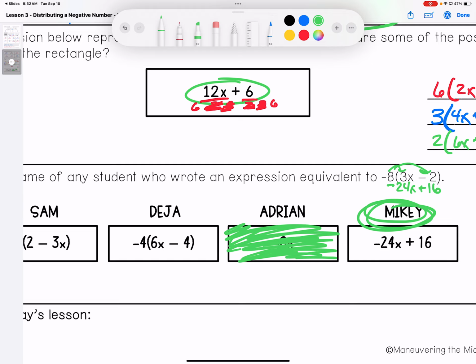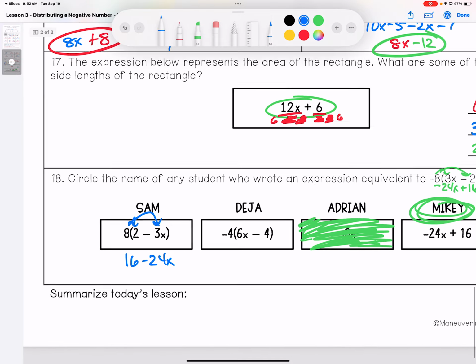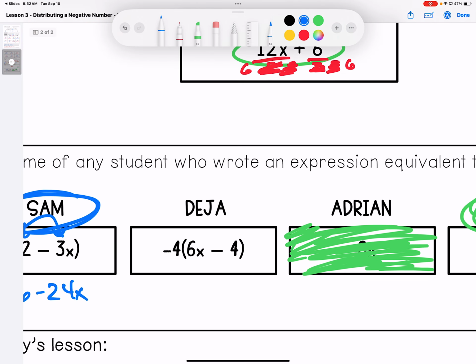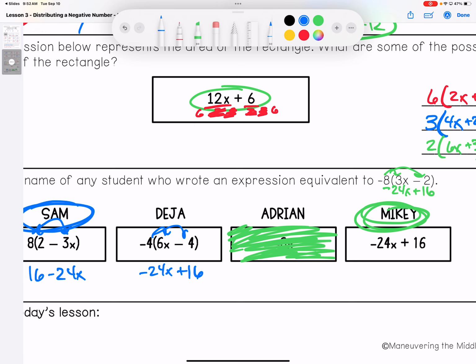So let's go over here to Sam and Dajah, and work those out. That's 16. That's -24x. Is that not what we have? -24x plus 16. Yes, it's just written a little bit different, but it is the same. So Sam does have the same thing. All right, and Dajah, -24x plus 16. Is that what we're supposed to have? -24x, check. 16, yes. They just did the distributive property a little bit different. They factored it, is what they have done.